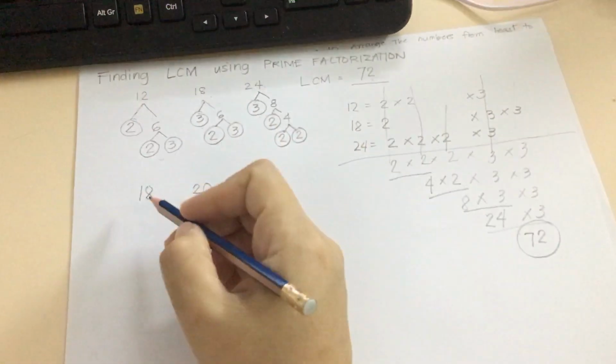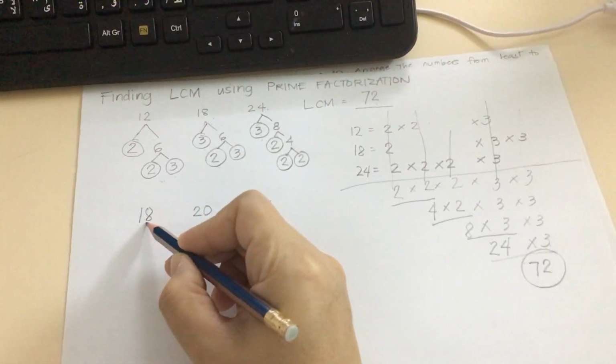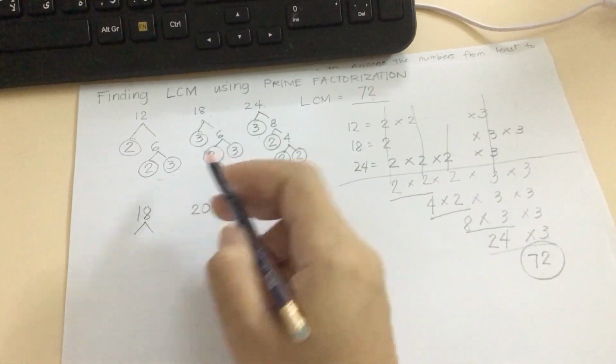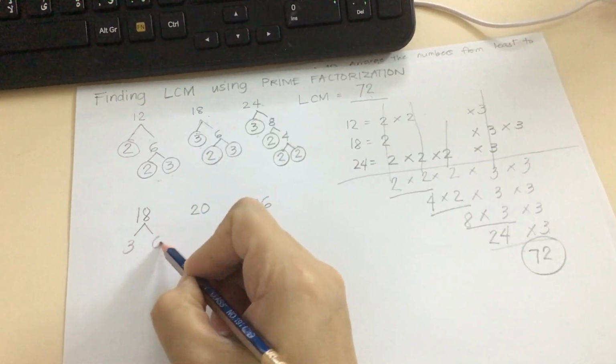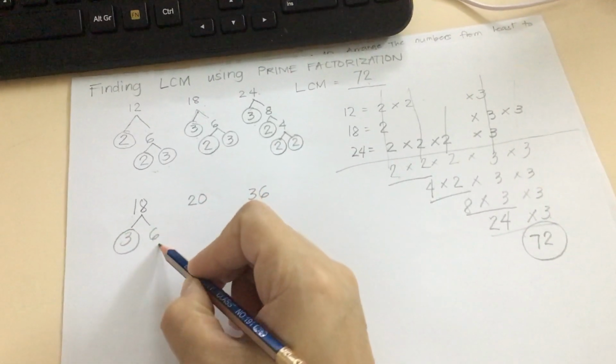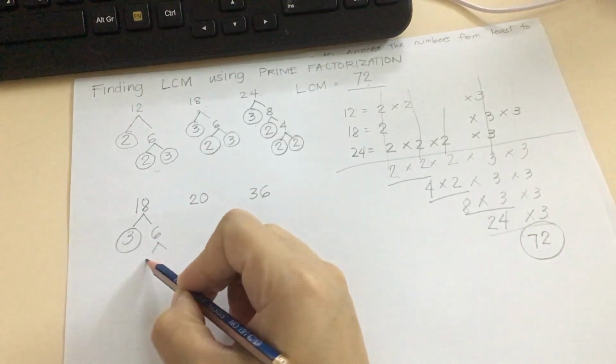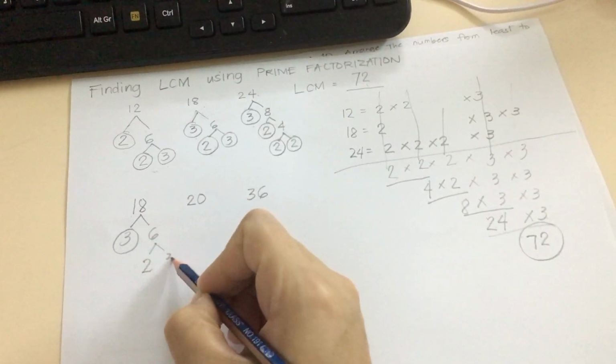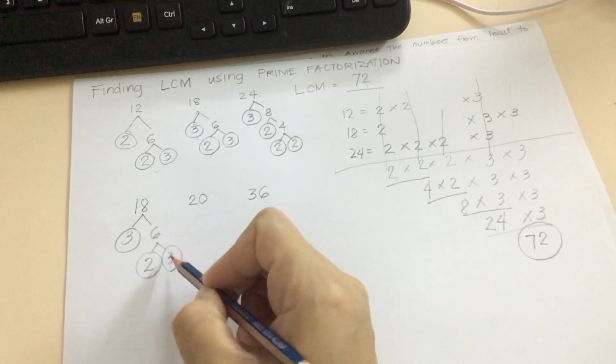So first, we are going to find the prime factorization of 18. We can use 3 times 6. So 3 is a prime number. 6 is a composite, so we need to find the prime factors of 6, which is 2 times 3. Okay, so we're done here.